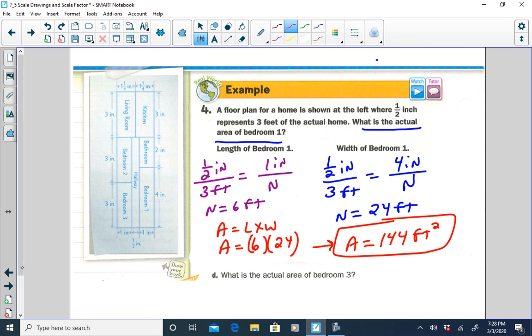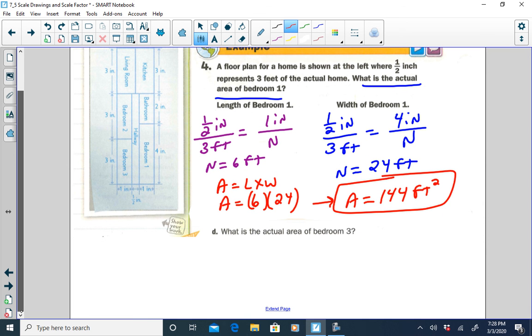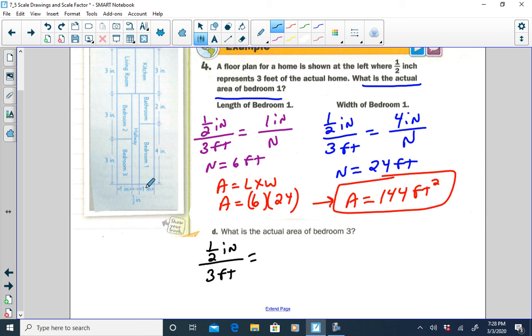We want to also find the actual area of bedroom 3. Where's bedroom 3 in our drawing? Here's bedroom 3 in our drawing. So let's start with the length of bedroom 3. That's going to be the same as what we had here, but we'll write it out. We start with our same scale, because we have units, so that's 1/2 inch is 3 feet. That's going to be equal to 1 inch over n. We know that n is going to be equal to 6 feet again.